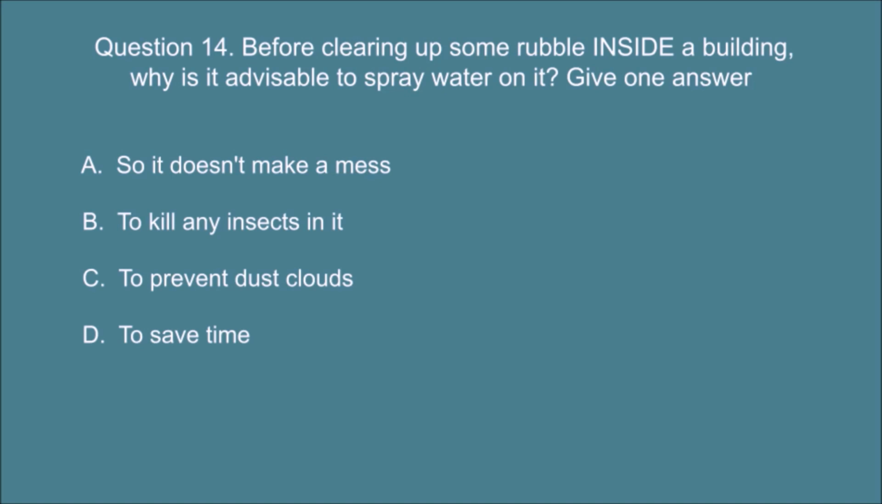Question 14. Before clearing up some rubble inside a building, why is it advisable to spray water on it? Give one answer. A. So it doesn't make a mess. B. To kill any insects in it. C. To prevent dust clouds. D. To save time.